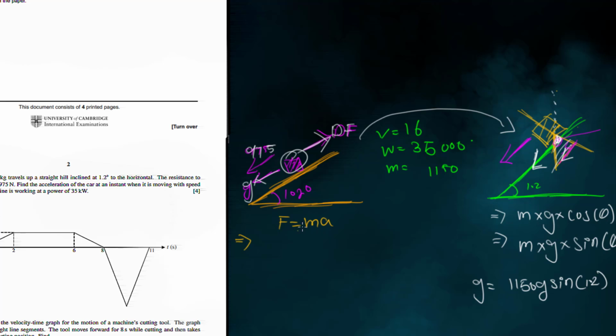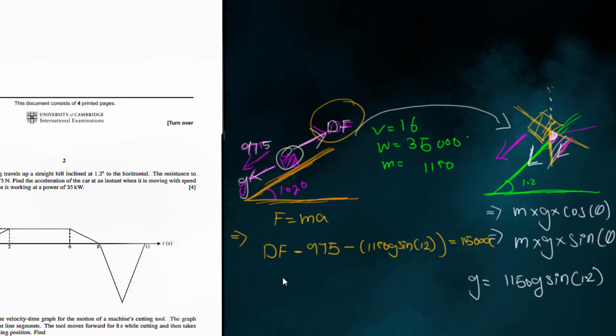So let's understand what forces are acting on this object. We have three forces acting. We know that the object is accelerating, therefore the driving force must always be greater. So therefore driving force minus 975 Newton, which is the resistance, minus the force of gravity acting on it, which is 1150 g sine 1.2. I'm not simplifying it just so that it's easier for you guys to understand, is equal to ma, 1150 multiplied by acceleration. We don't know the value of a, we have to figure that out. Let me scroll it down 1 second.